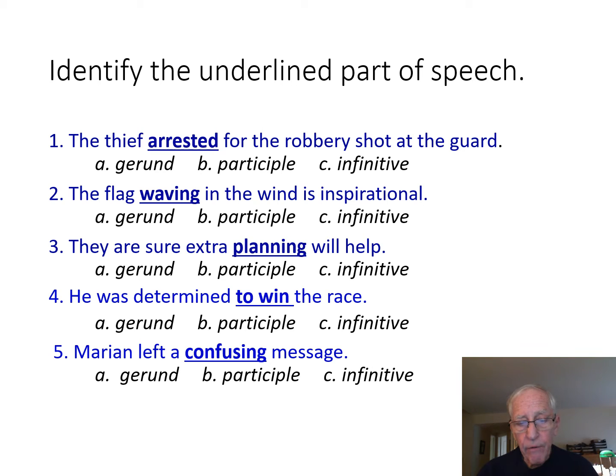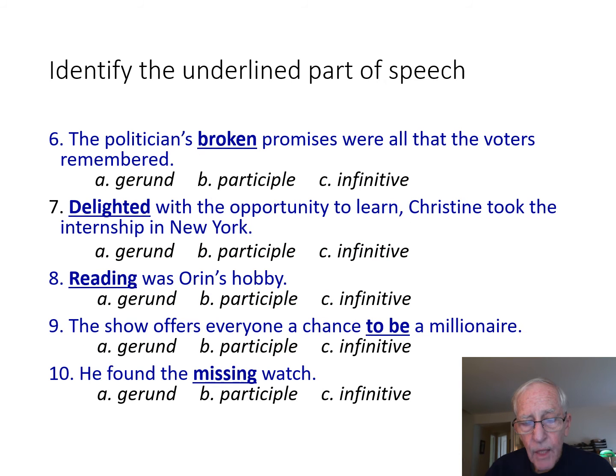Marion left a confusing message. Looks to me like it is a participle because it's functioning like an adjective. A confusing message: confusing is a verb with the -ing ending, and it describes the message. So I think B, participle, is the right answer. Let's pick up where we left off on sentence number 6. The politicians' broken promises were all the voters remembered.